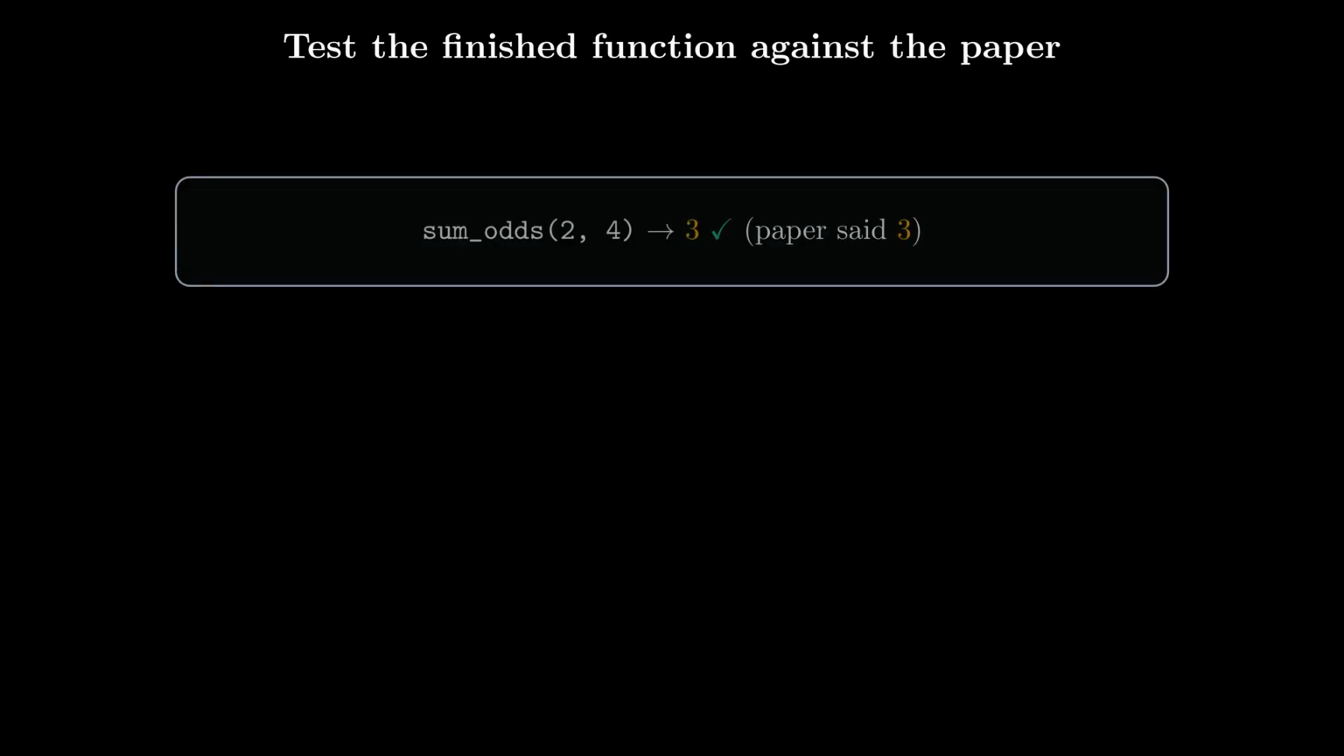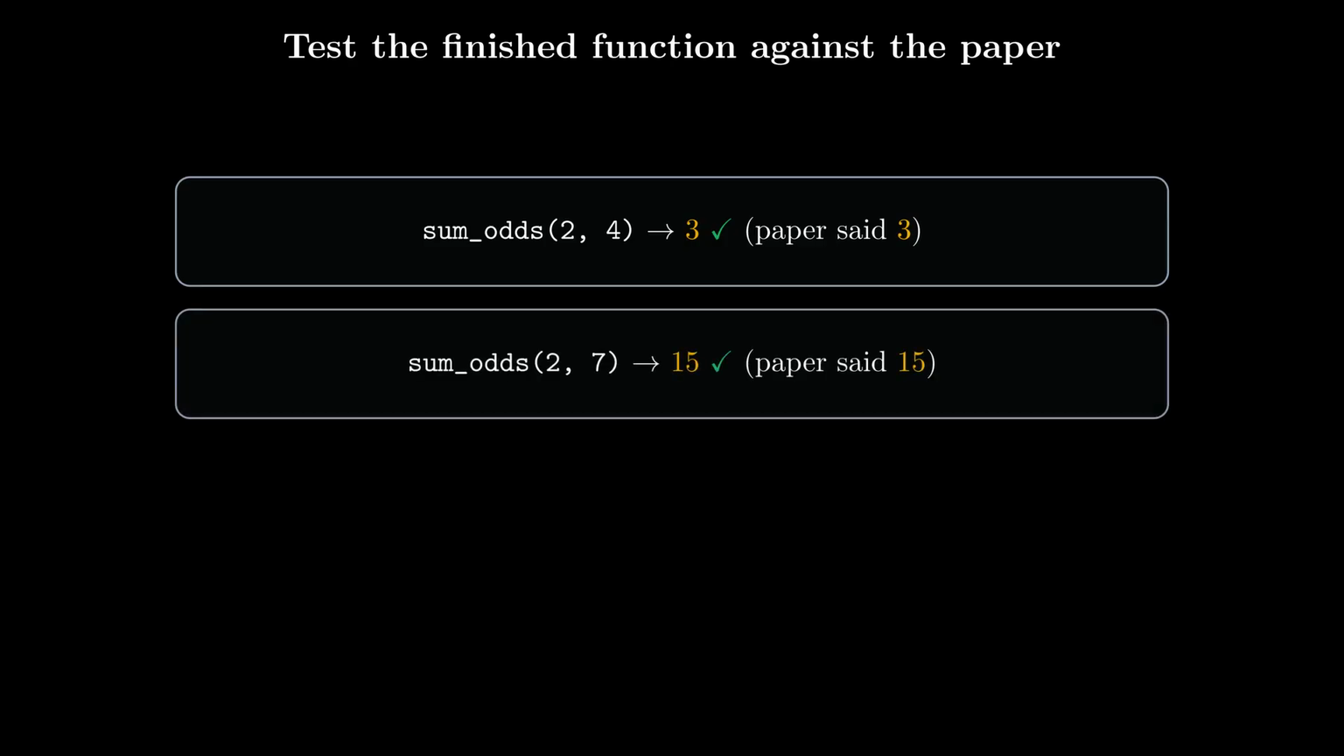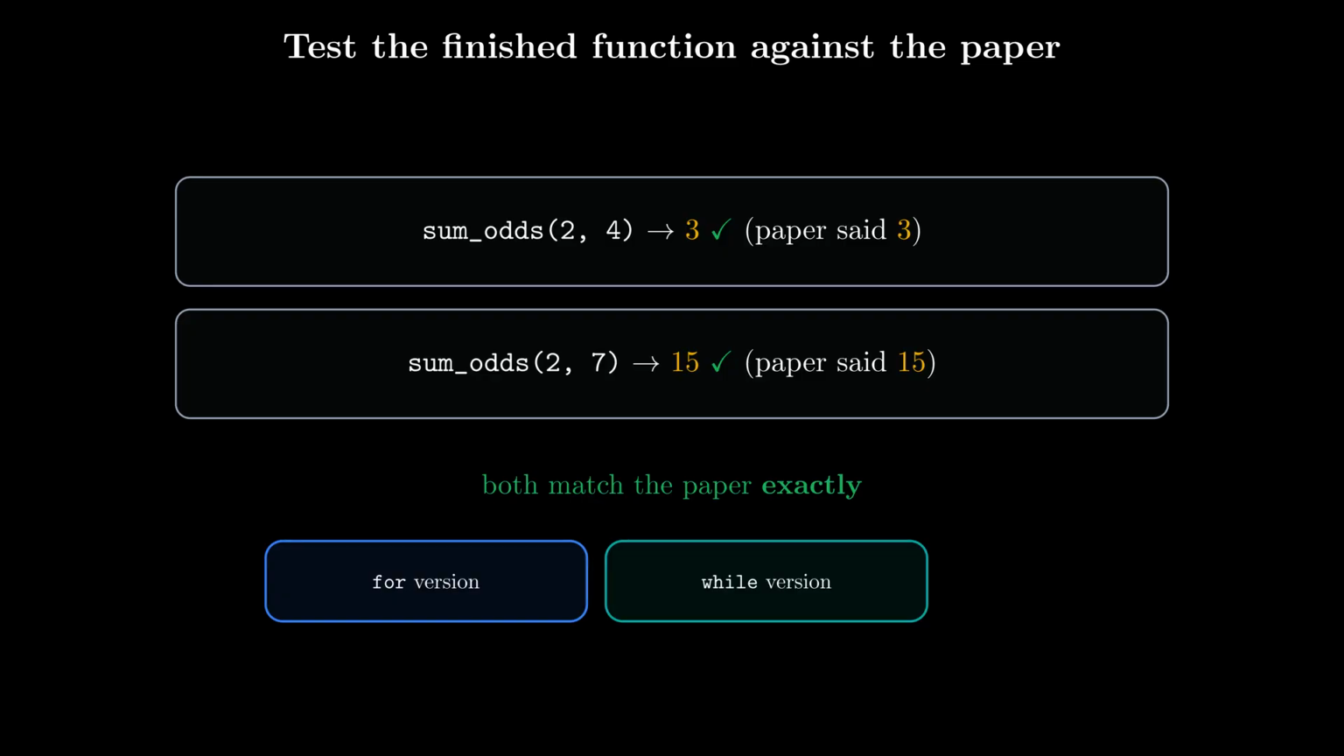Sum odds of 2 and 4 should be 3, the single odd number in that range, and the code returns 3. Sum odds of 2 and 7 should be 15, from 3 plus 5 plus 7, and the code returns 15. Both match the paper exactly. The while loop version, with the very same odd check added inside it, returns the same totals.